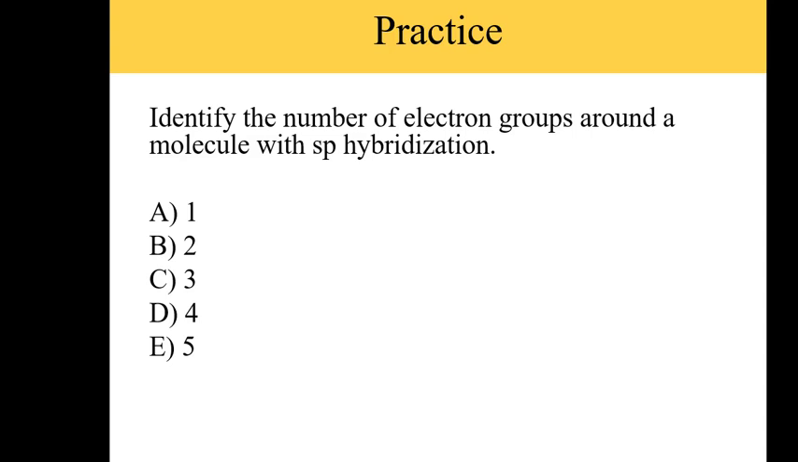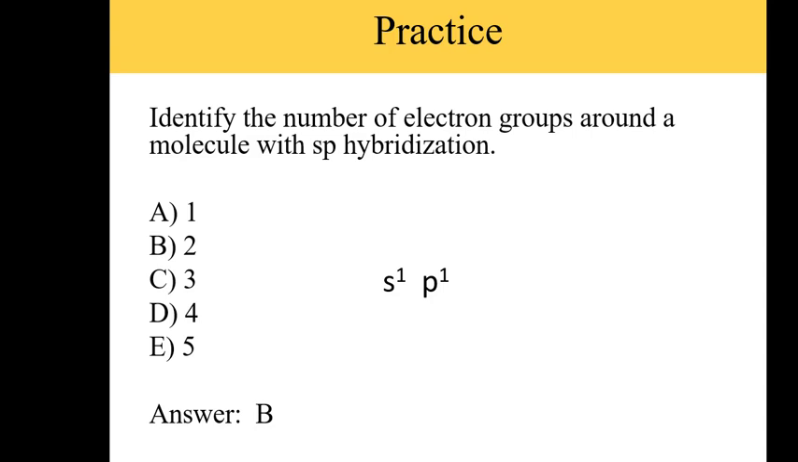So here are some examples. Identify the number of electron groups around the molecule with sp hybridization. How do we deal with that? Now we have an sp hybridization. We need to remember that we have one s orbital and one p orbital. So 1 plus 1, that will be 2, right? So 2 orbitals, 2 electron domains. So that will give us an answer as B, okay?